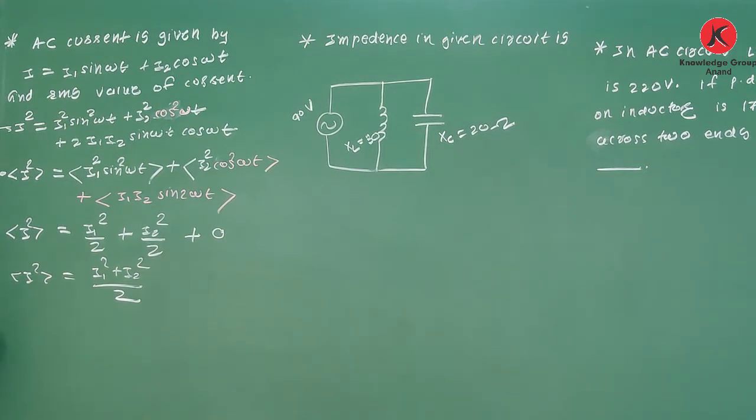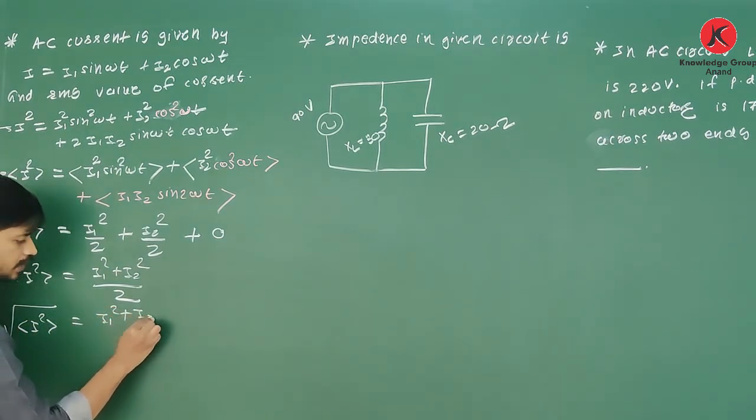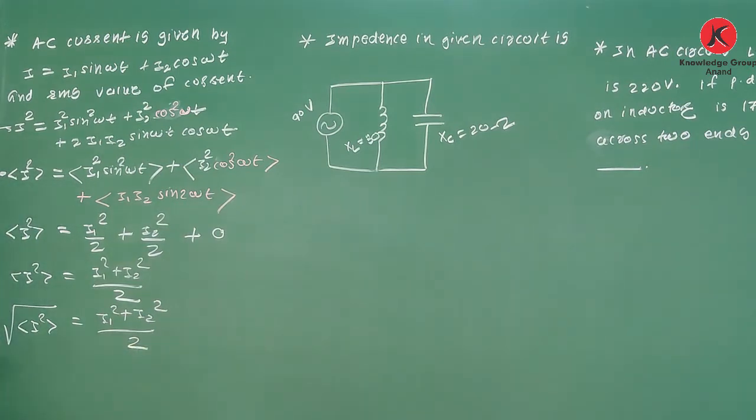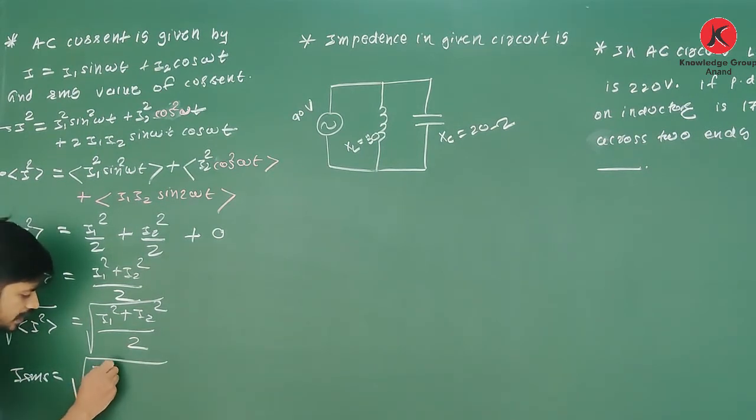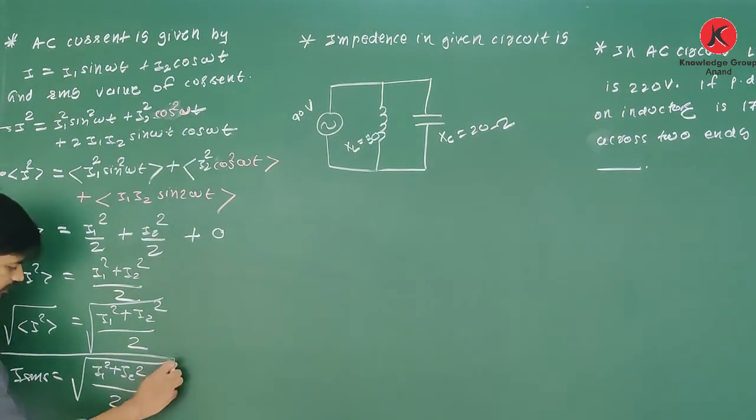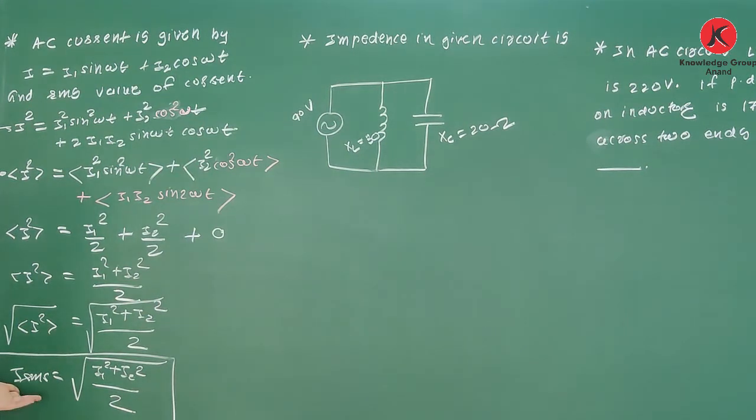Now last step, that you have to take the square root, under root. And see, now it is called root mean square, root of mean of square. So it is I RMS. So I RMS is equal to under root I1 square plus I2 square divided by 2. Clear about this?